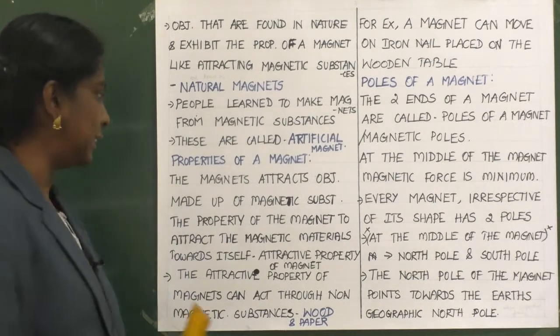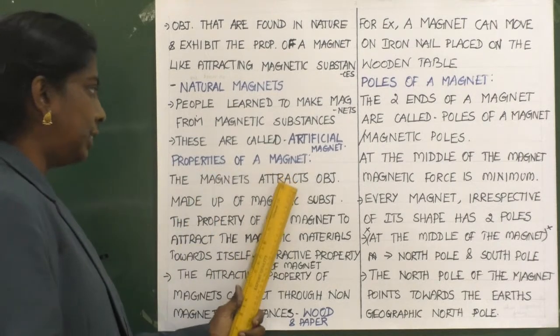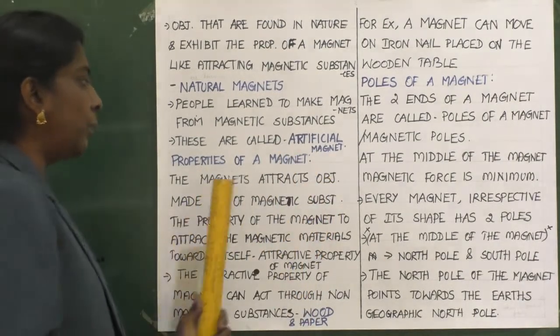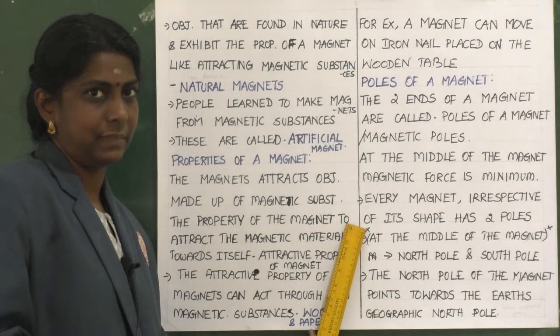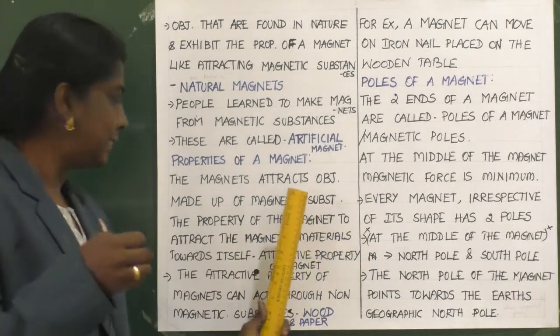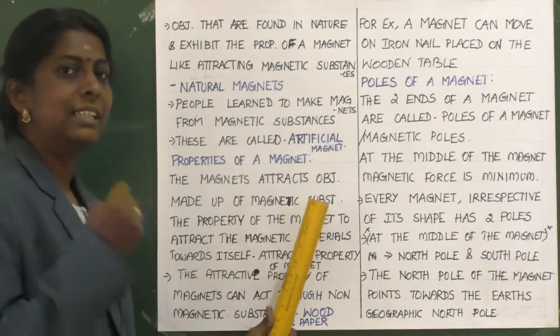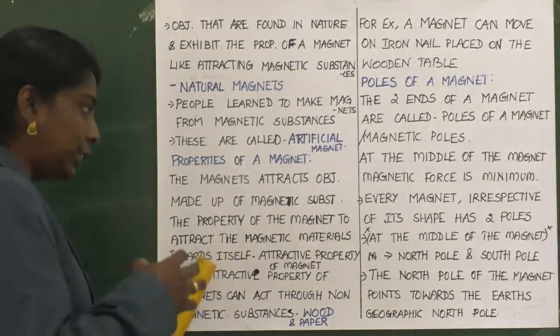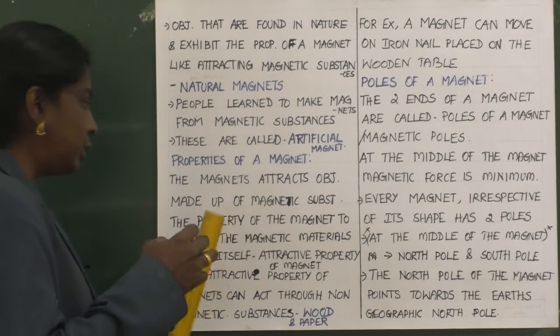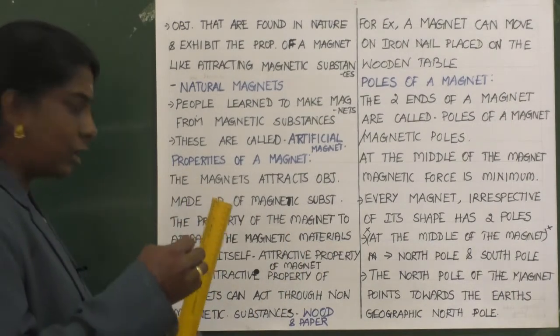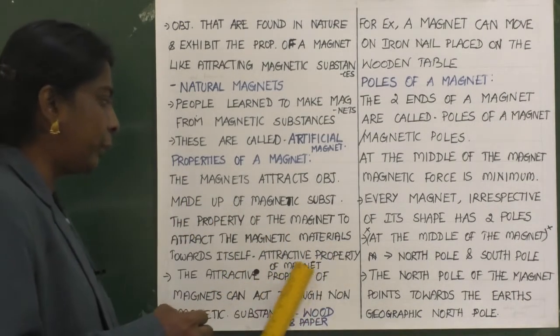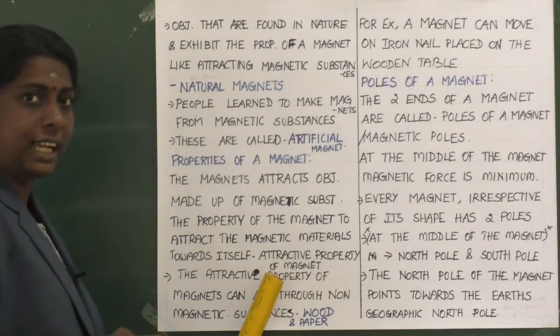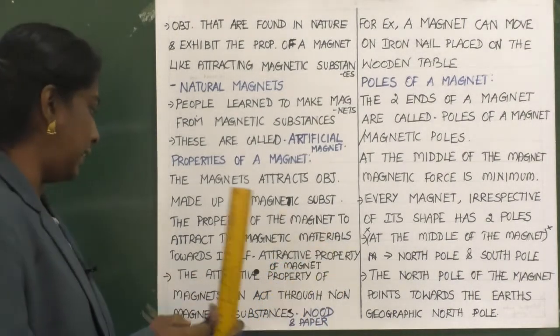Properties of a magnet. The magnet attracts objects made up of magnetic substances. The property of the magnet to attract the magnetic materials towards itself is called the attractive property of the magnet.